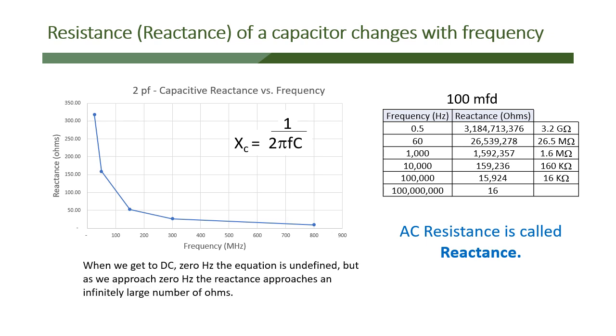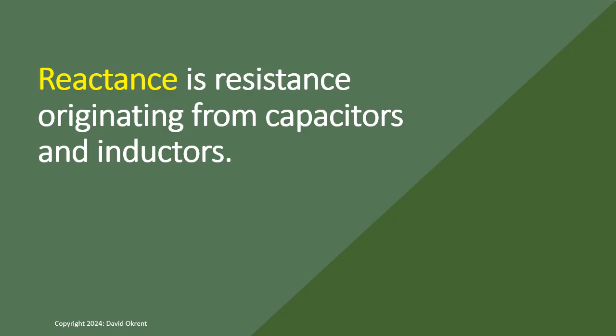Now, when we get to 0 DC, the equation becomes undefined, so we can only approach getting towards 0, but we can never get to 0 when we have an equation like this. And again, you're not responsible for the formula and calculating this as a technician, but just so you know, because this is a very important property that you'll find out soon. So again, reactance is resistance originating from capacitors and inductors.